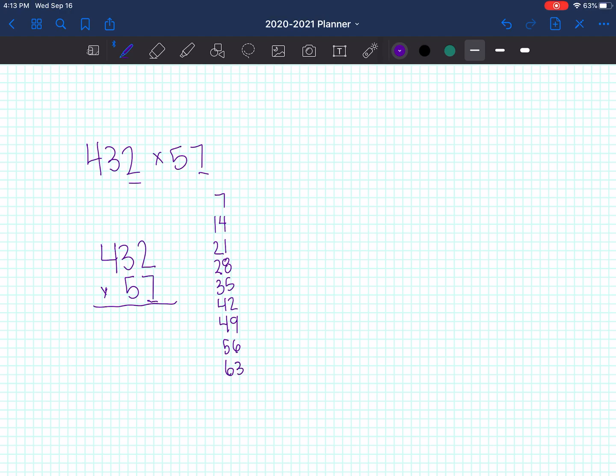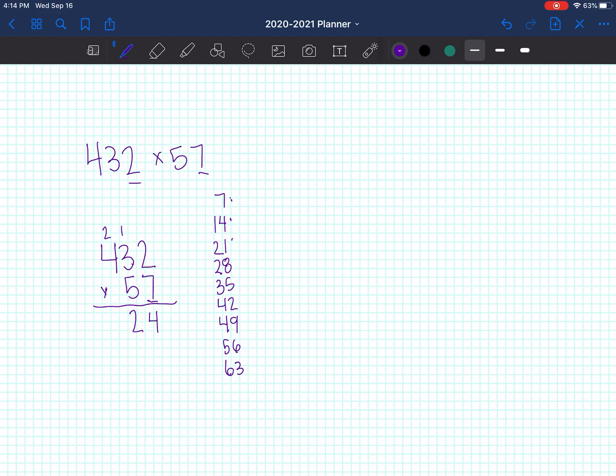So I need to do 7 times 2, so I can count on 1, 2 places is 14. The 1 goes up and the 4 goes down. Now I do 7 times 3 is 21. 1, 2, 3, 21. Plus this 1 that we carried is 22. 2 goes up, 2 goes down.